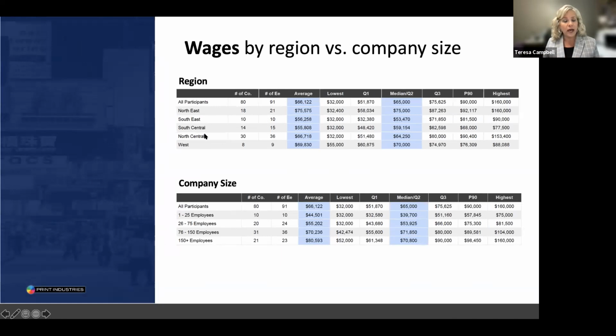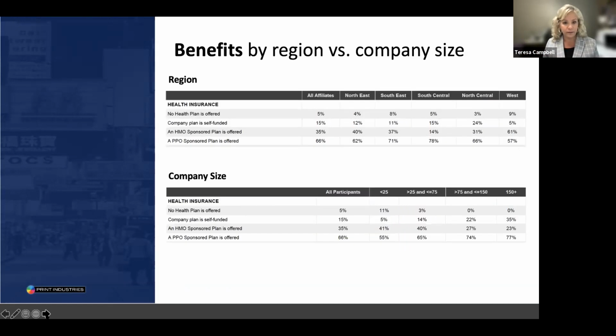So here again, we look at regions versus company size, and it's broken out in both fashions. That's really important because again, in the Northeast, you're looking at an average of $75,000 for a particular position. But for a company of 1 to 25 employees, it's $44,000. Again, a significant swing. And as labor is being considered as a cost, you have to consider all of those aspects with other elements like experience and tenure and so forth.